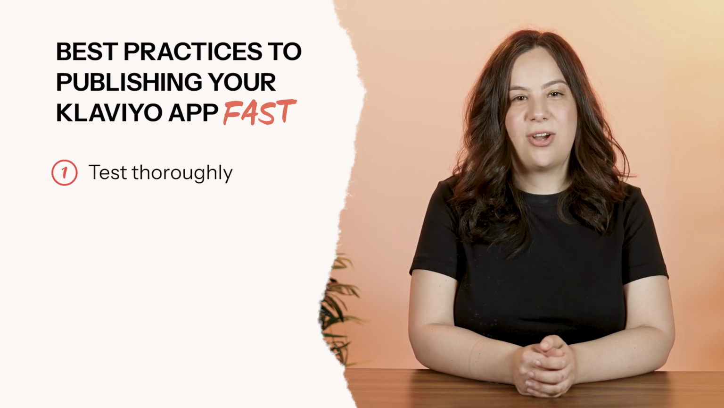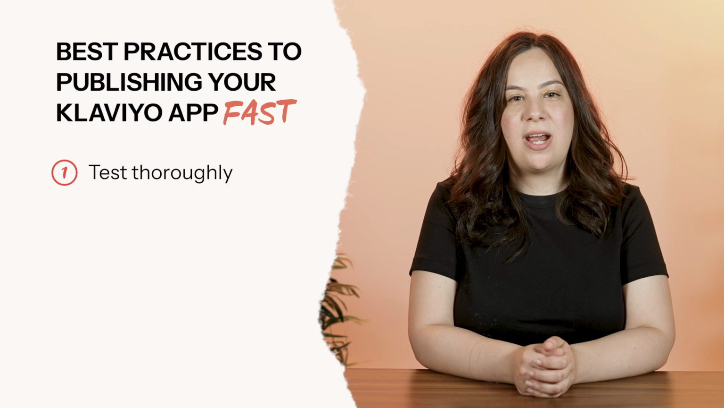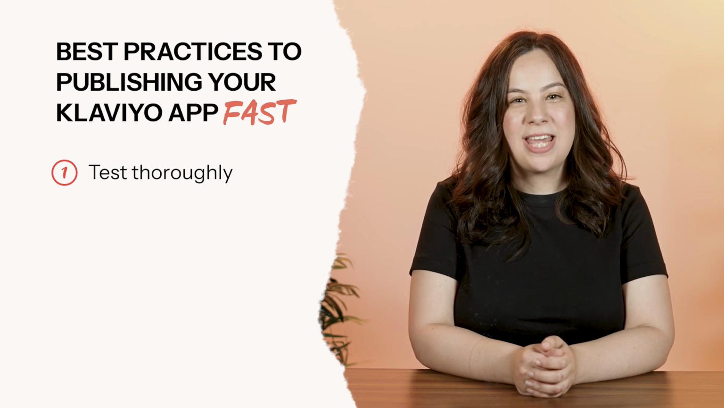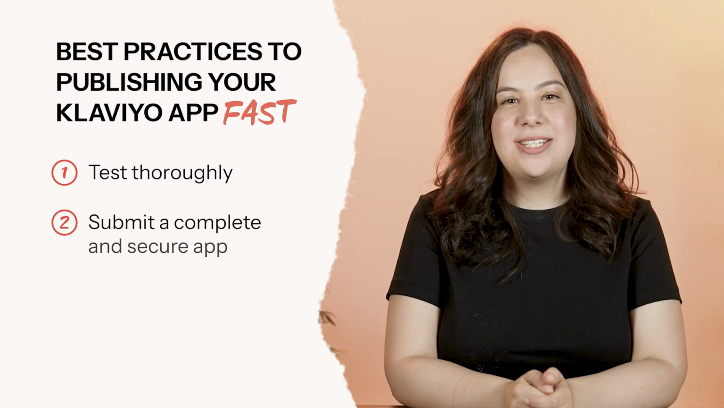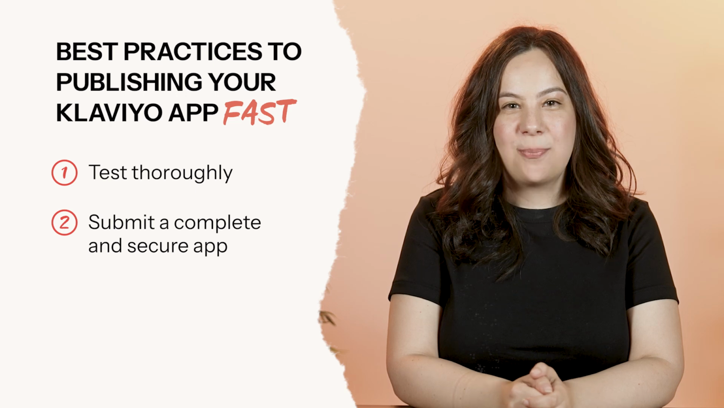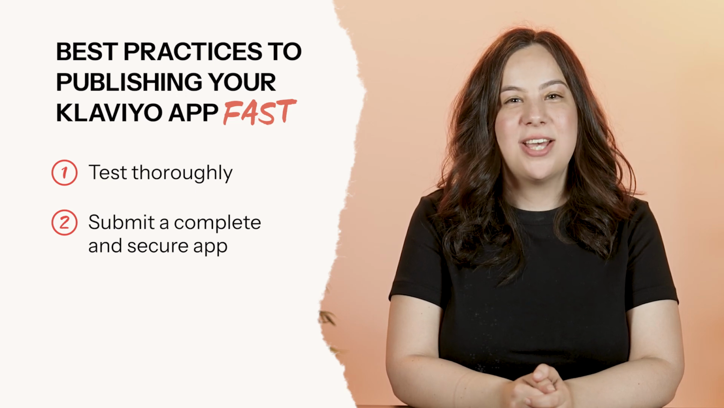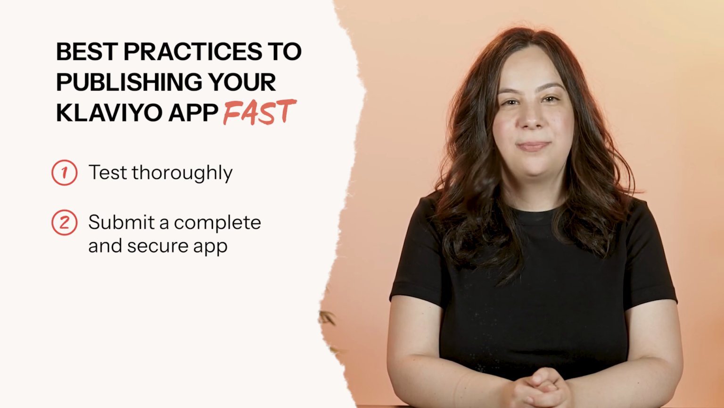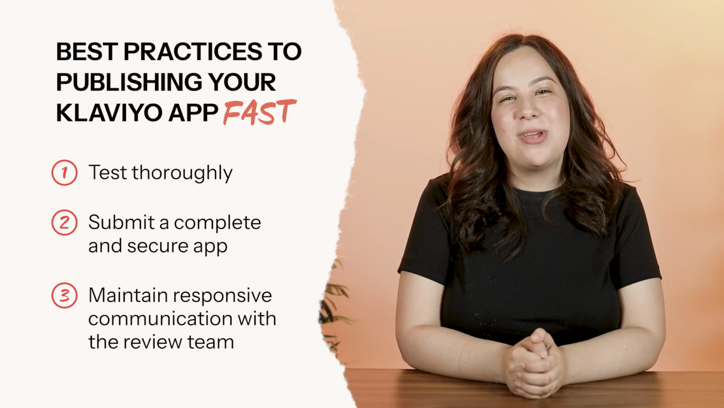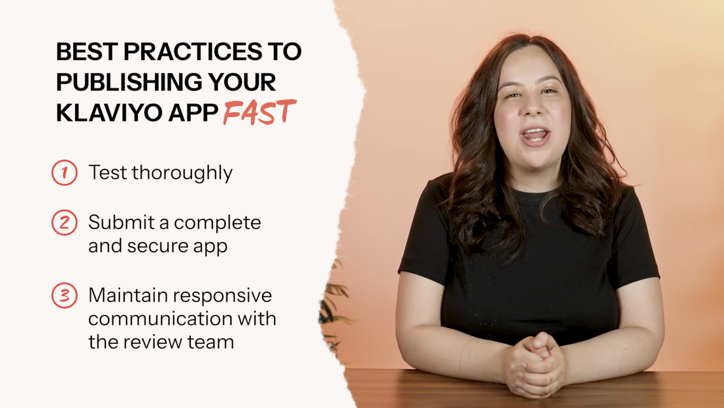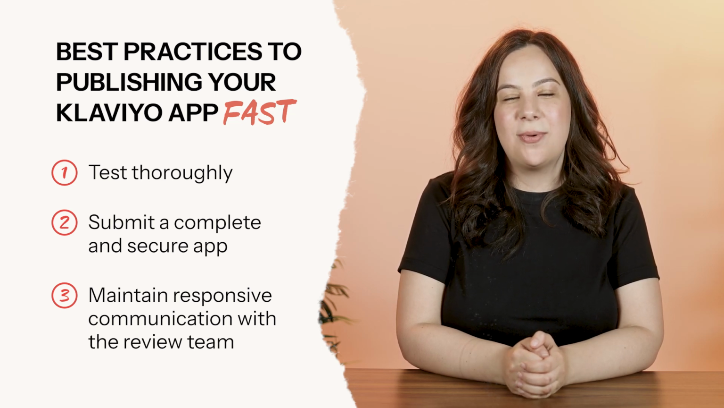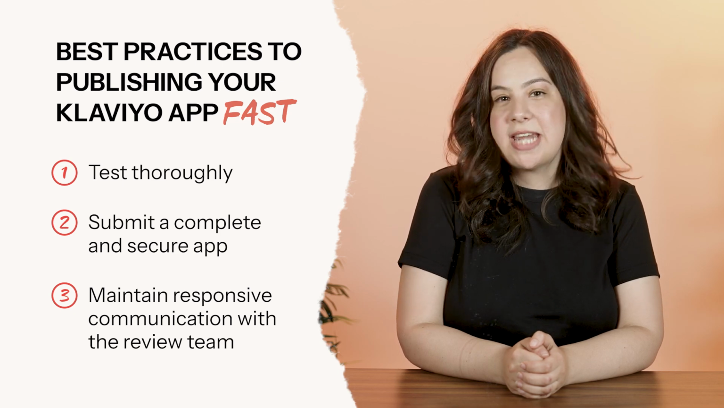First, test thoroughly. Walk through the full user experience and make sure everything works and looks great. Next, submit a complete and secure app. Use the developer portal checklist as your guide and don't leave anything out. Finally, maintain responsive communication with the review team. We're here to help you publish secure, stable, and customer-ready apps, so stay in touch.